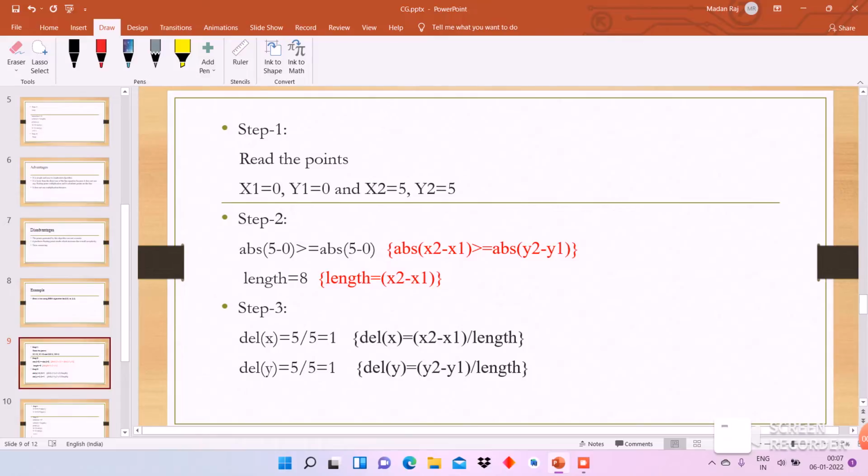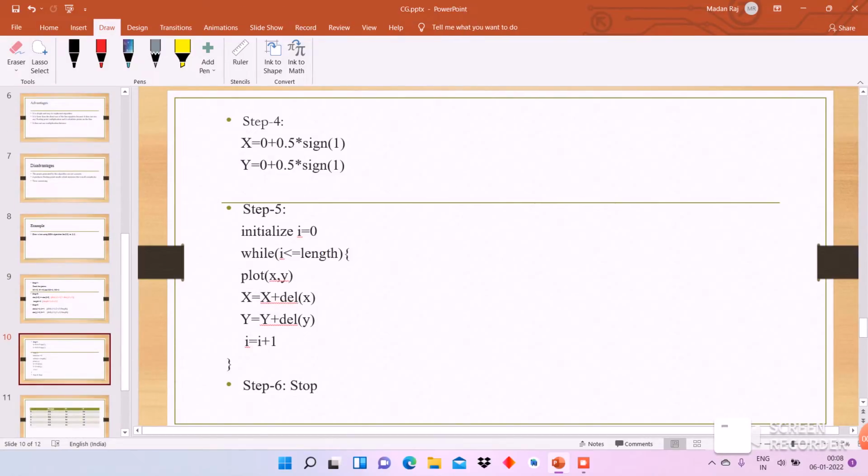In step 2, we have to find the approximate length. According to the computation, absolute of 5 minus 0 is greater than or equal to absolute of 5 minus 0. That is, the condition is true, and hence length is equal to 5. After that, in step 3, we calculate del x and del y. As we have the formula x2 minus x1 upon length, x2 minus x1 is 5, and the approximate length is also 5, so the value is 1. Similarly, del y is equal to 1.